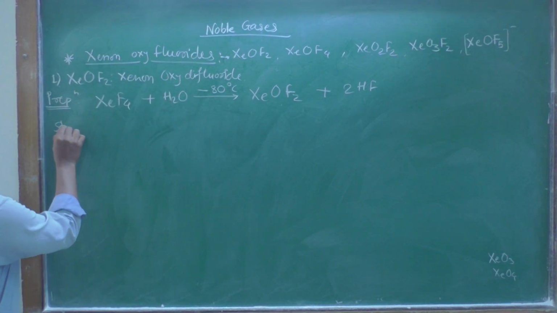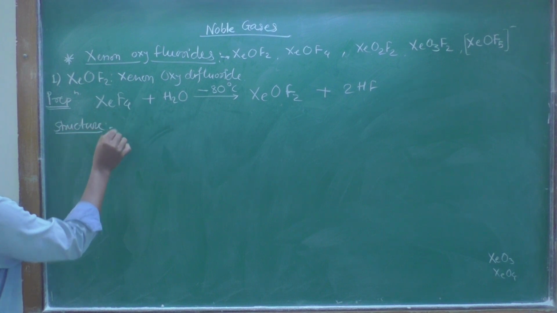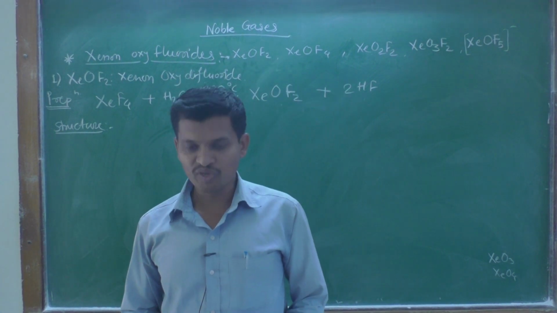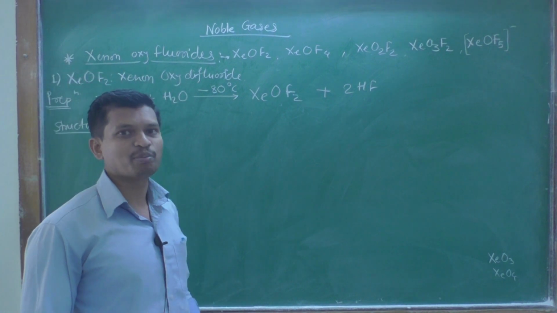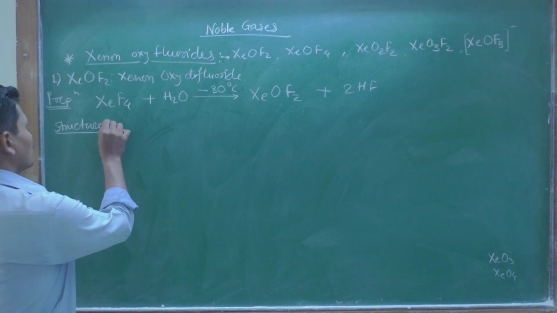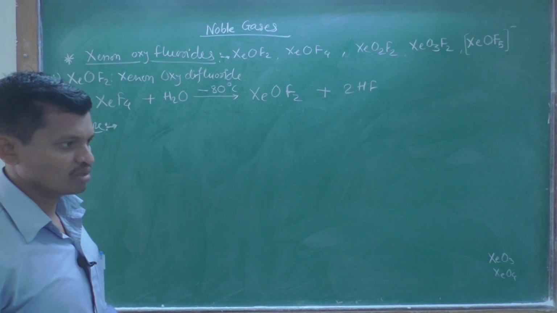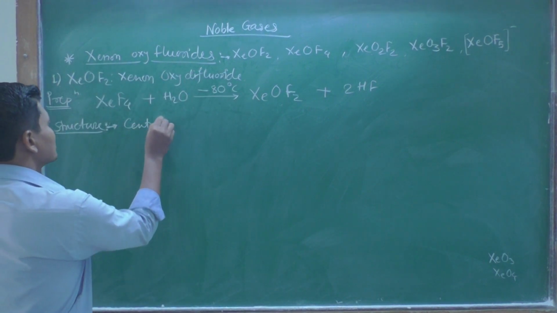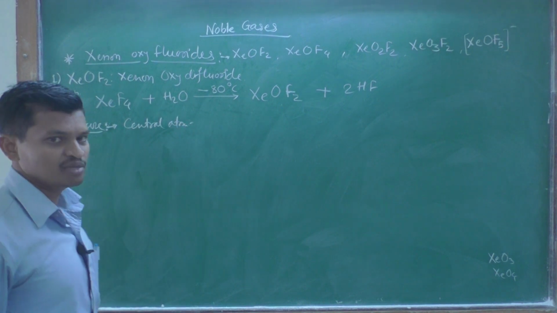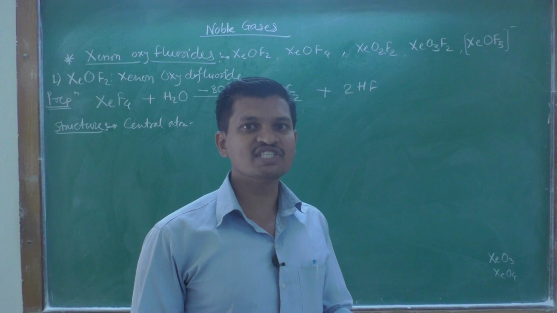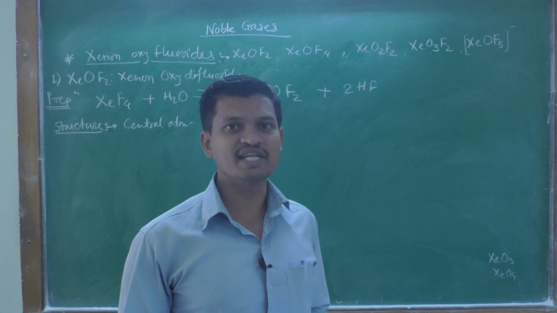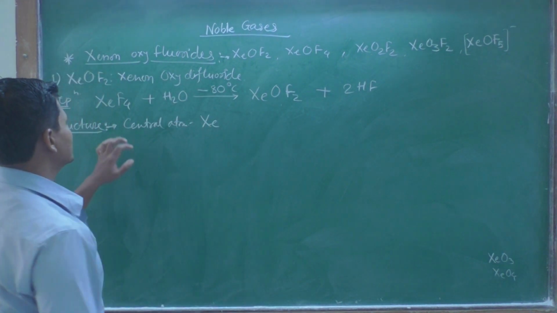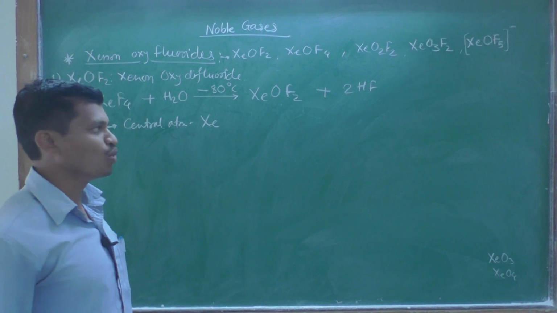Now the structure. The structure of this xenon oxydifluoride can be explained on the basis of VSEPR theory, valence shell electron pair repulsion theory, and it is also explained on the basis of VBT, that is valence bond theory. So how will you choose the central atom? The atom having the least electronegativity can be considered as the central atom. In this case the central atom is xenon, having the least electronegativity, because oxygen and fluorine are more electronegative atoms.